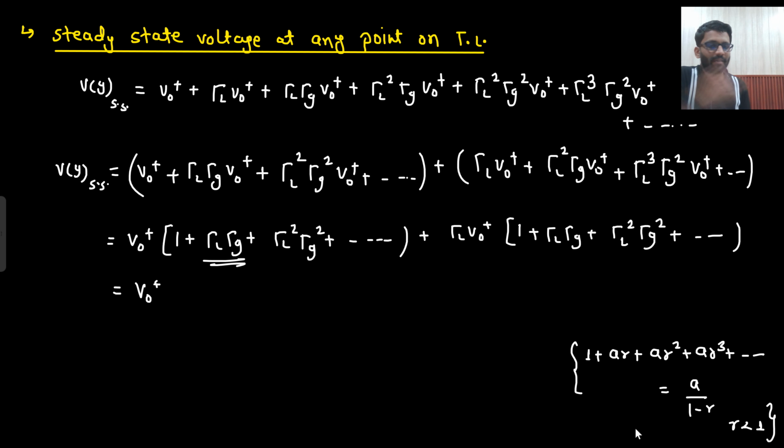Gamma L, gamma G. Gamma L is less than 1, gamma G is less than 1. Let's just say gamma L is 1 by 3, gamma G is 1 by 2. So this value will be 1 by 6, which is less than 1 only. So certainly it will be less than 1. So A upon 1 minus R.